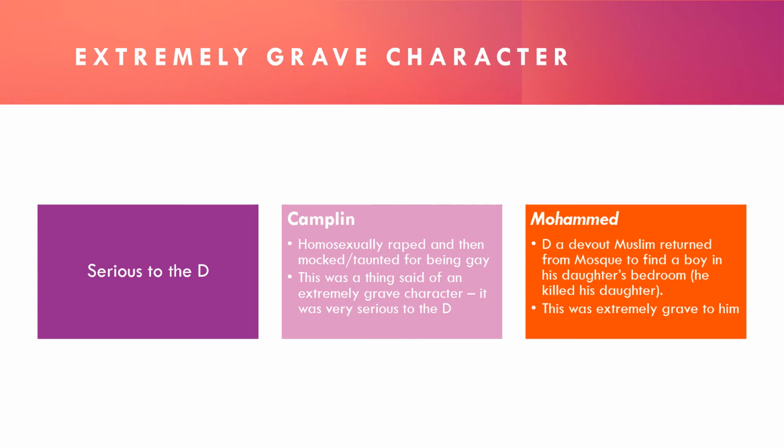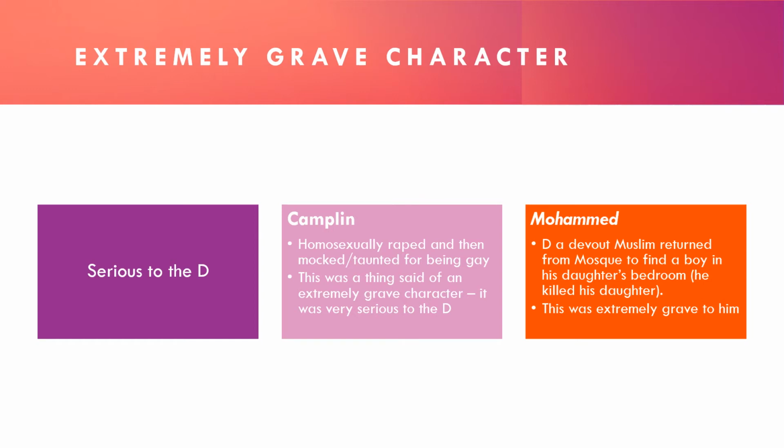Now extremely grave character just means it's serious to the defendant, so they find it serious. Now in Camplin, a case we're going to discuss quite a lot in this video, is a situation where a defendant was homosexually raped and then mocked and taunted for being gay by the victim. Now, this, of course, was a thing said of an extremely grave character. It was very serious to the defendant in this case. He was a 15-year-old boy.